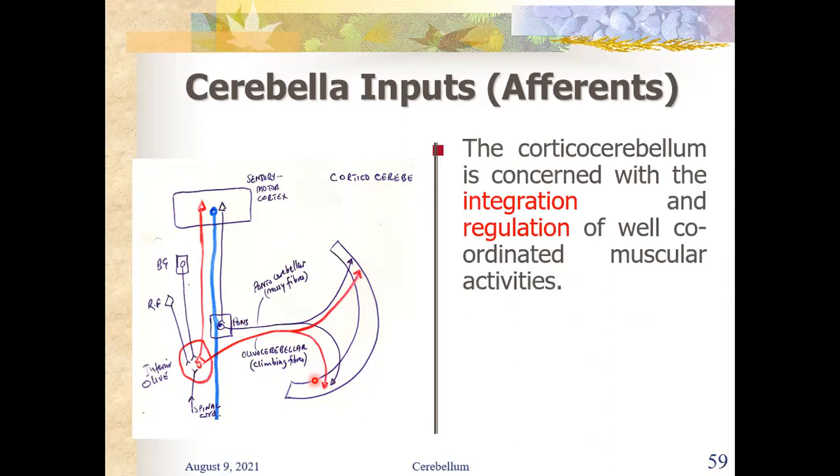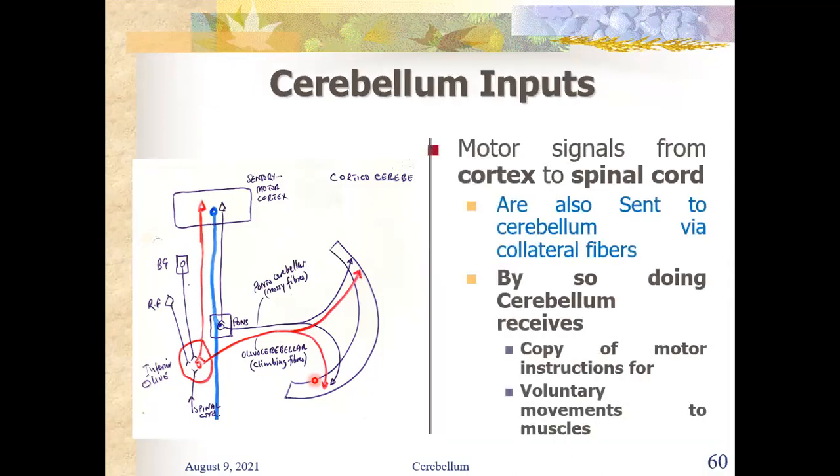So the corticocerebellum, like I said, since the cerebral cortex and the cerebellum are concerned in planning voluntary movements, receiving inputs from the cerebral cortex is concerned with integration and regulation of well-coordinated muscular activities. So the motor signals from the cortex to the spinal cord are also sent to the cerebellum via the collateral fibers.